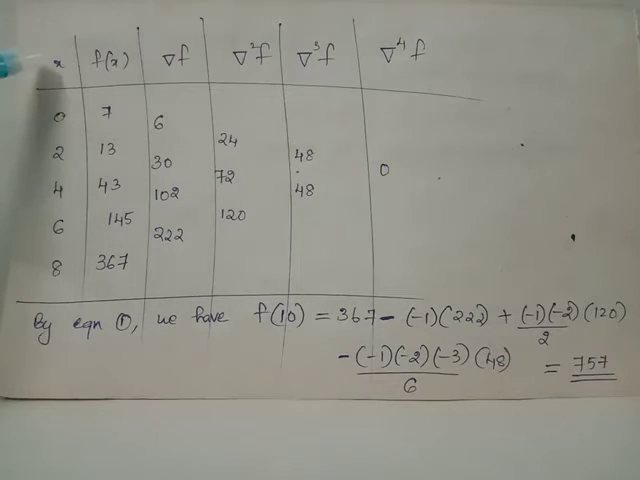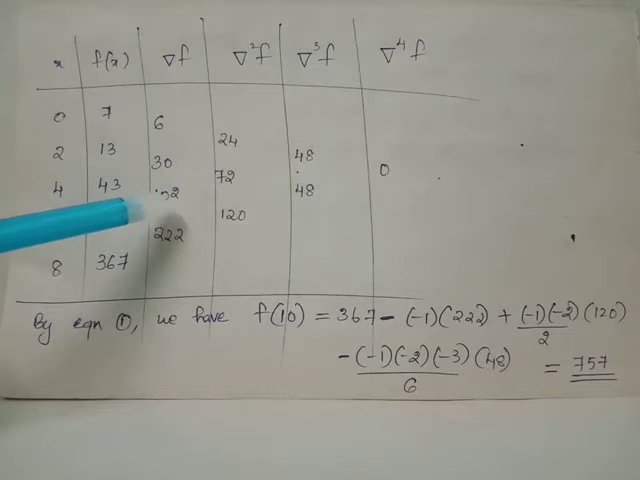We will first record the input values and the corresponding output values. The first backward difference is obtained by taking difference between 13 and 7. 13 minus 7 equals 6, 43 minus 13 equals 30, 145 minus 43 equals 102 and so on.